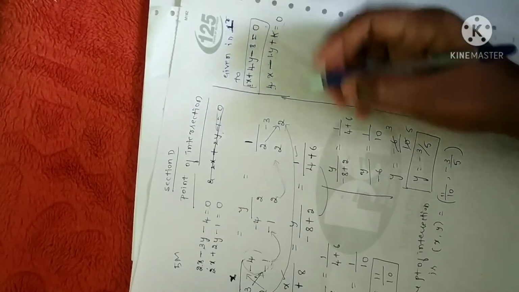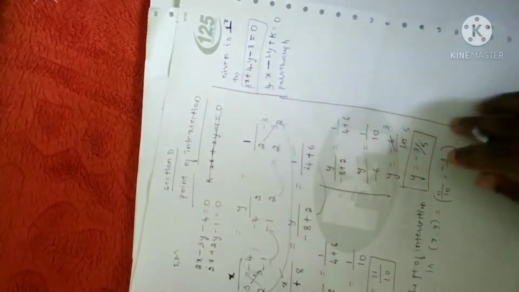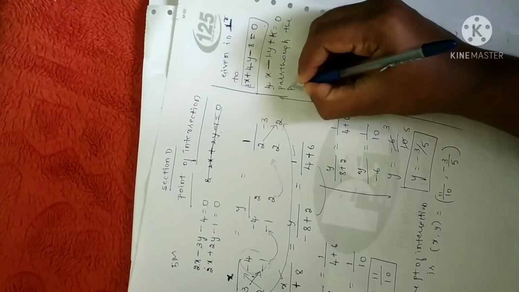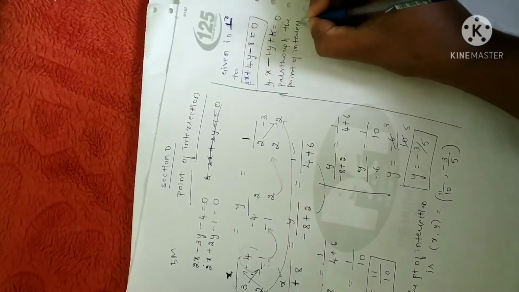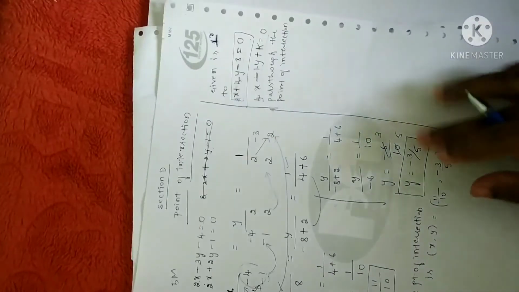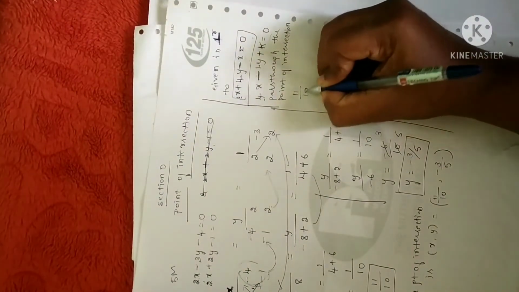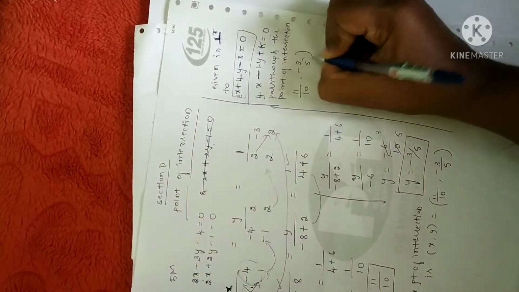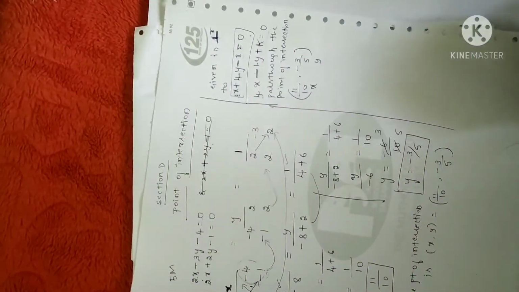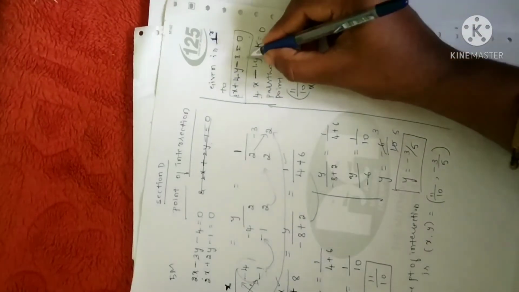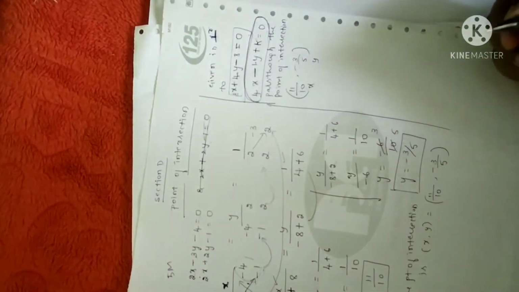Now this line passes through the point of intersection. What is the point of intersection given now? We have already done that. So 11 by 10 comma minus 3 by 5. Take this value as x and this value as y, and substitute this value in the assumed equation. Remember, in the assumed equation we have to substitute.